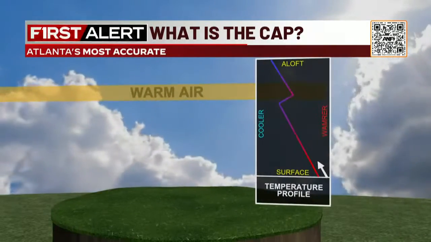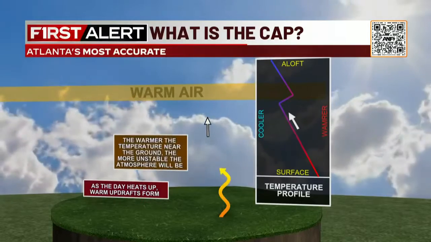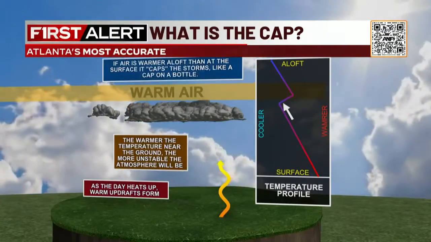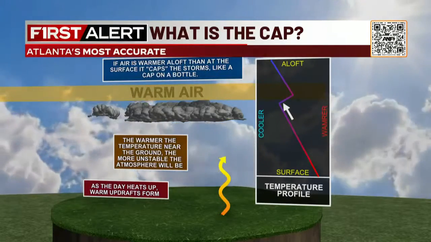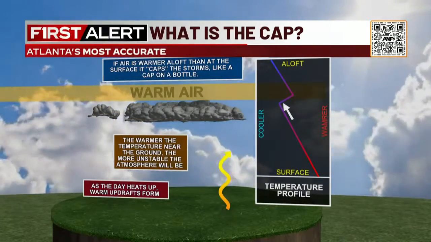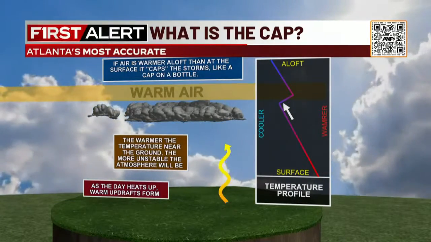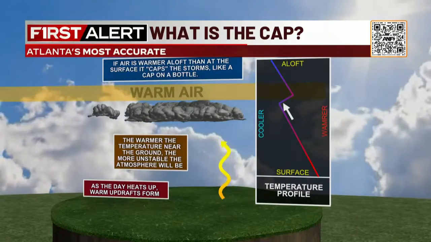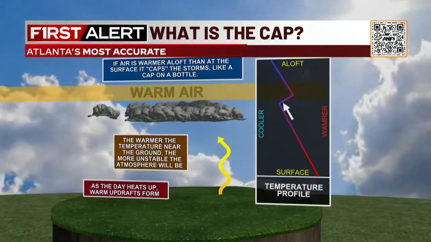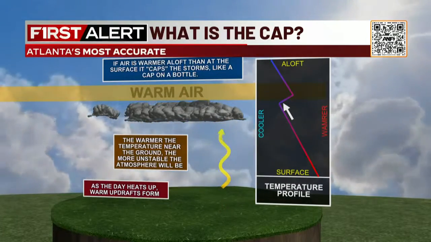So what is the CAP? Well, as you usually get heating of the day, the sun rises, it starts to warm the earth. When you have a warm earth, the warmer temperature near the ground destabilizes the atmosphere. So the warmer the temperature, the more unstable the atmosphere is. However, if there is warmer air near where clouds form than at the surface, if there's not a big difference in those temperatures, then the atmosphere is pretty stable.